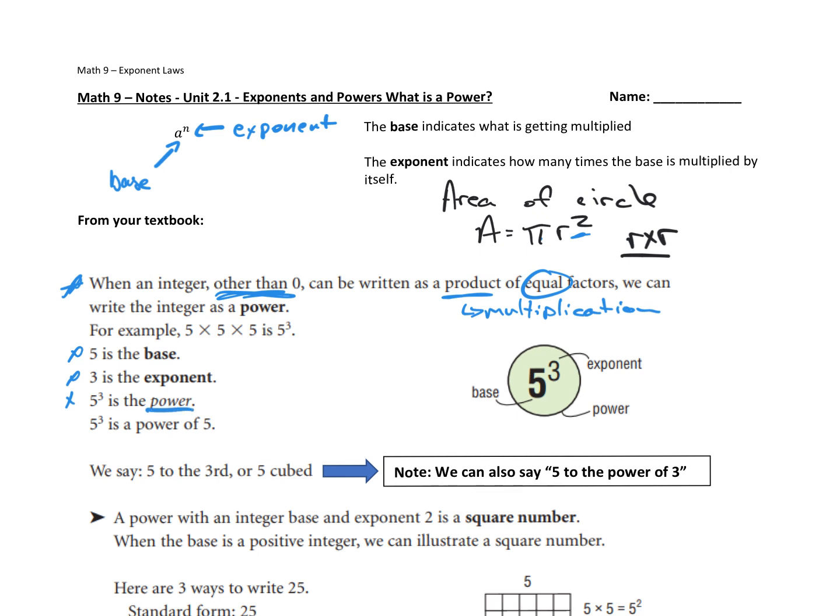5 to the 3 is what's known as the power. 5 to the power of 3, or 5 to the third, or 5 cubed, is a power of 5. Remember it's 5 times 5 times 5, so this gives me 25 times 5, which is equal to 125. So 5 cubed is equal to 125. We're going to talk about how to put these into your calculator, but one of the biggest things to remember is that you're always multiplying the base by itself, and the number of times you multiply it by itself is determined by the exponent.